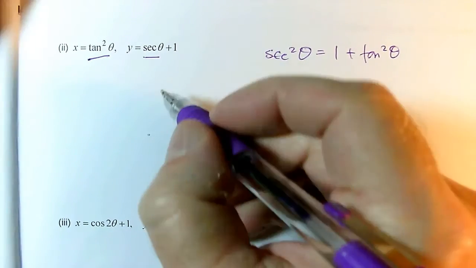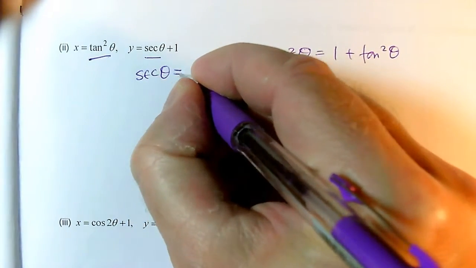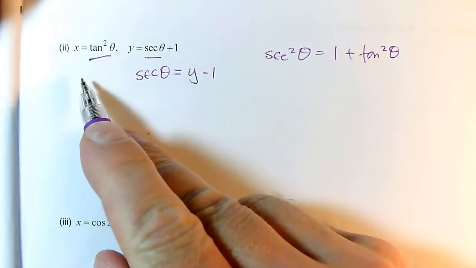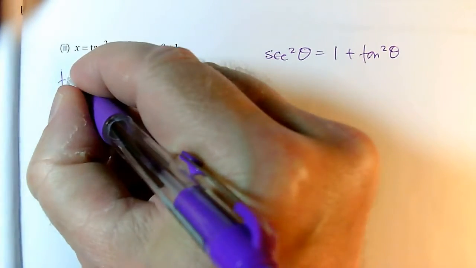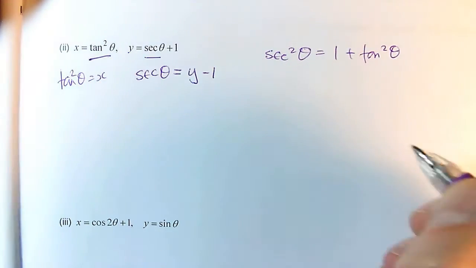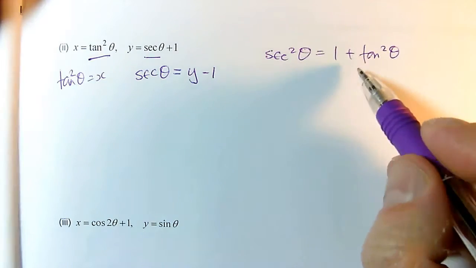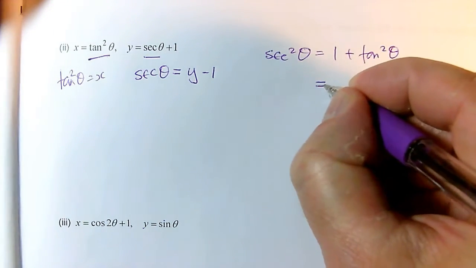Okay, so I can make sec theta the subject of this. So sec theta equals y minus 1. This one is even nicer. I don't have to make tan theta the subject. I can make tan squared theta the subject. Oh, it's just x. Because I need a tan squared theta here. So I don't need to rearrange any more than is necessary to get something usable out.